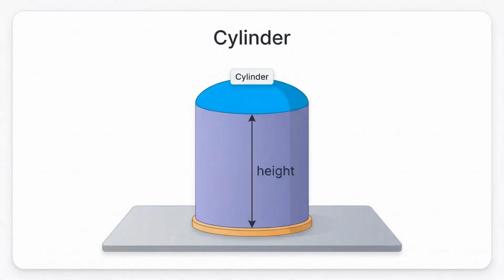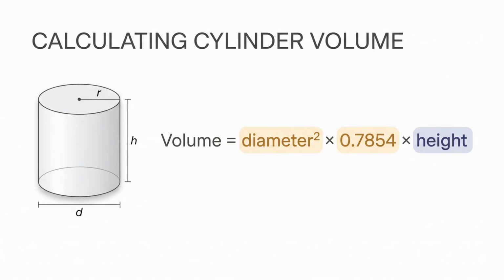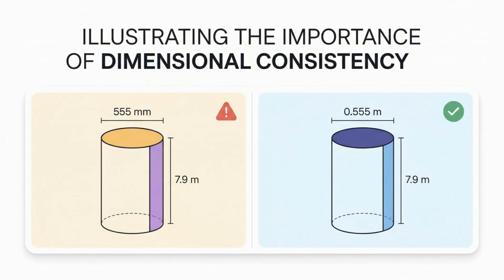Here is the standard formula you will use. Volume equals the diameter squared times 0.7854 times the height. Multiplying the diameter squared by that constant gives us the area of the circle, which we then multiply by the height. A quick warning about units. Before you plug numbers into the formula, you have to make sure your variables match. If your diameter is in millimeters and your height is in meters, you must convert one of them so they are the same. Once your units match, you can calculate the volume.